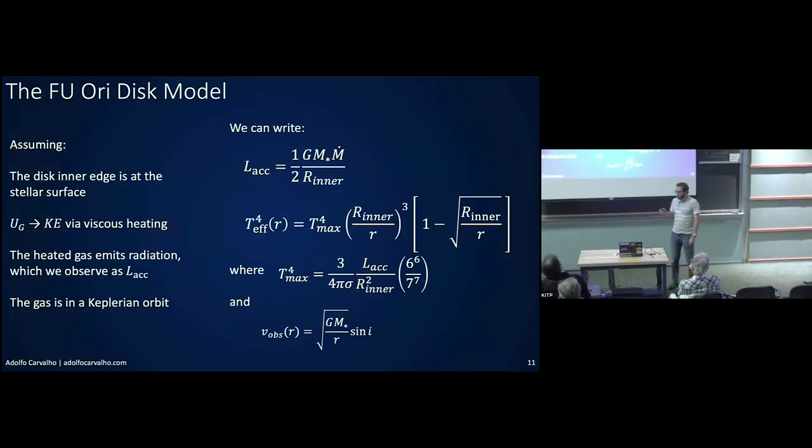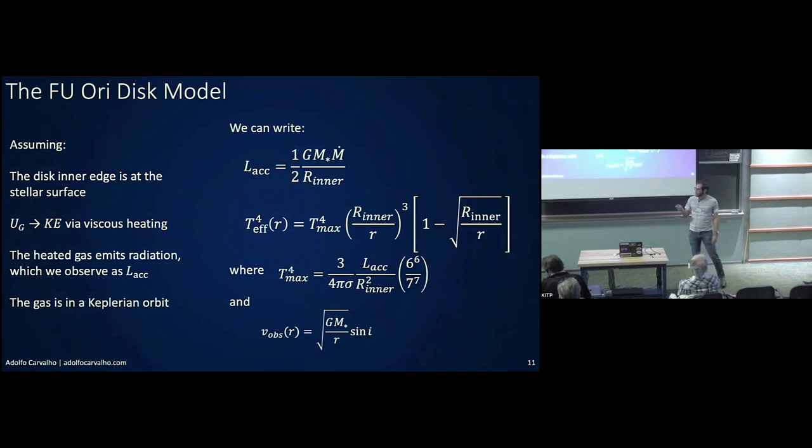The model that we adopt for these is that of a thin viscous accretion disk. There's a lot of assumptions here, but it's mainly driven by the notion that you're converting gravitational energy to kinetic energy via heating, viscous heating, and the gas is in a Keplerian orbit.